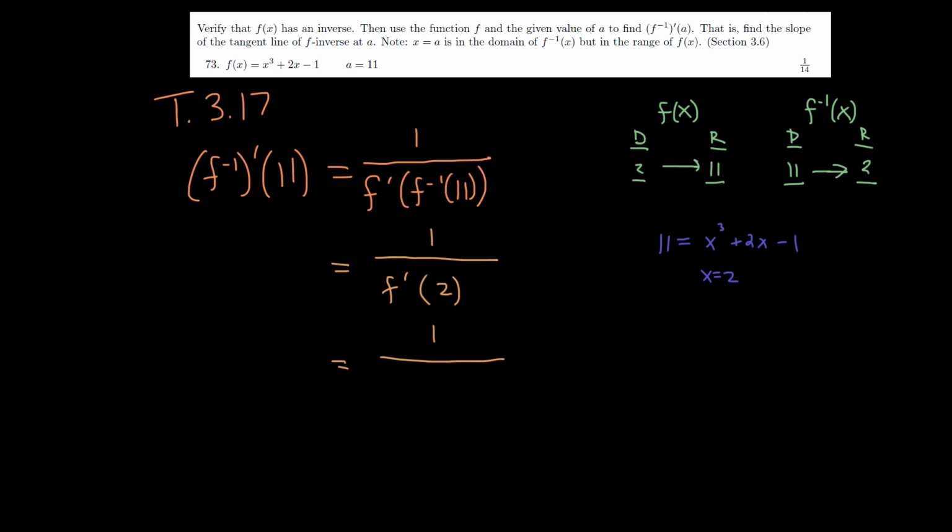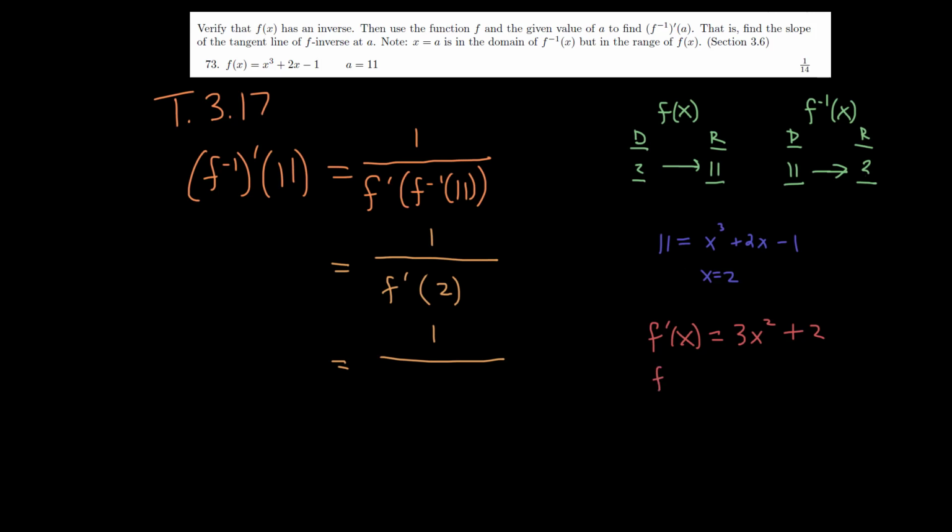Well, okay, let's find f prime really fast. That shouldn't be too tough. F prime of x, okay, where's the original? Here's the original. The derivative of the original function f is 3x squared plus 2 plus 0. So 3x squared plus 2.